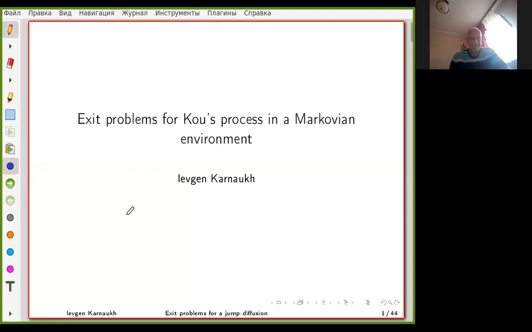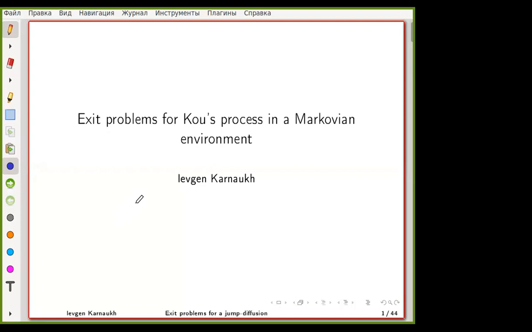Hello. My talk is about algorithms for finding the distribution of different functionals for a jump diffusion process with parameters that depend on some Markov chain. So we start with the definition.